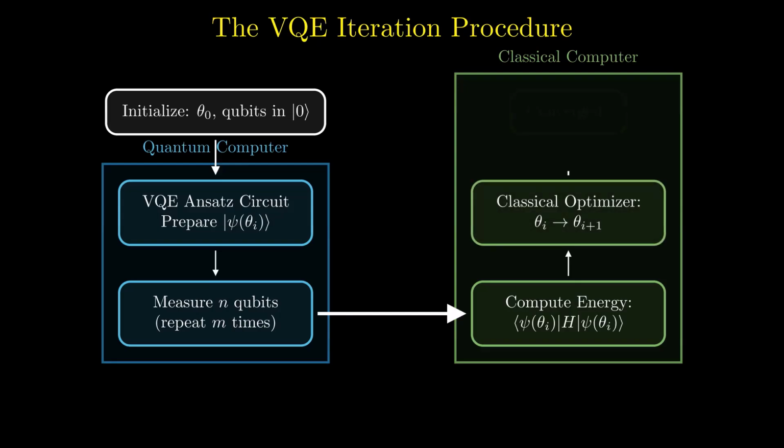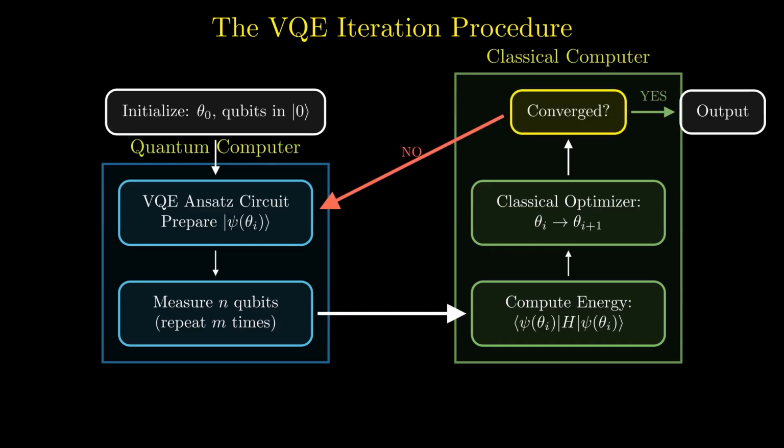Compute the energy expectation classically using the measurement results. The classical optimizer proposes new parameters based on the computed energy, which adjust theta to reduce the energy. Then send the updated parameters back to the quantum computer. Repeat until convergence or until the change in energy falls below a threshold. Here is the flow: the quantum computer prepares and measures states, and the classical computer processes measurements and optimizes parameters.